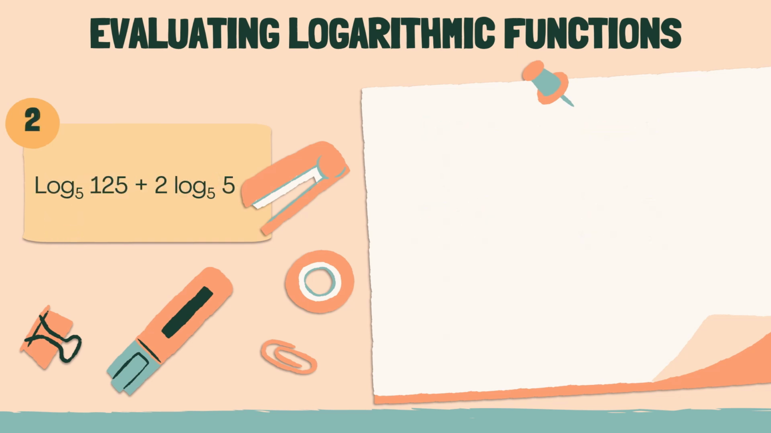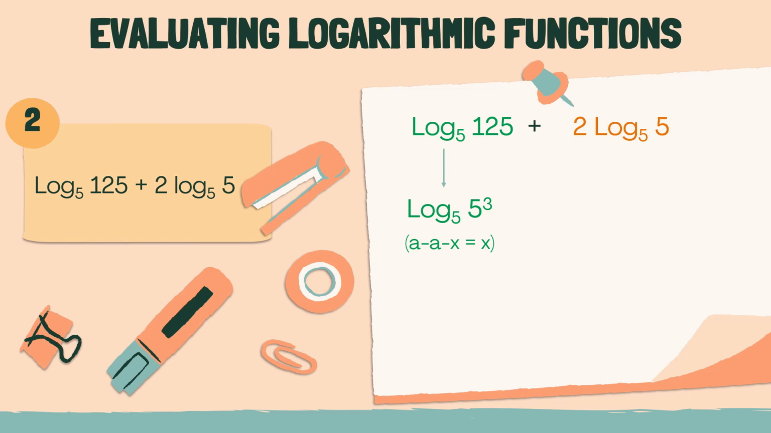Example 2. Log base 5 of 125 plus 2 log base 5 of 5. For log base 5 of 125, 125 can be expressed as 5 cubed so that it will have an exponent, and now it will become log base 5 of 5 cubed. With that, we can apply the a^(log_a x) = x technique, which will have 3 as its answer because it is the exponent. Let's proceed to 2 log base 5 of 5.